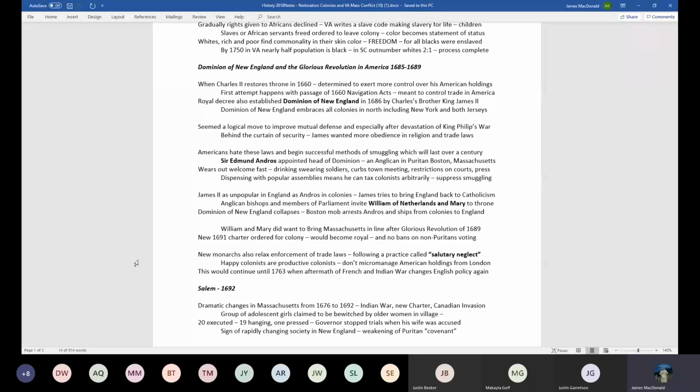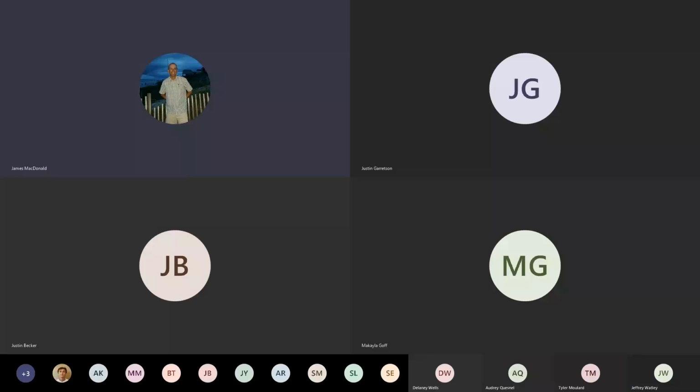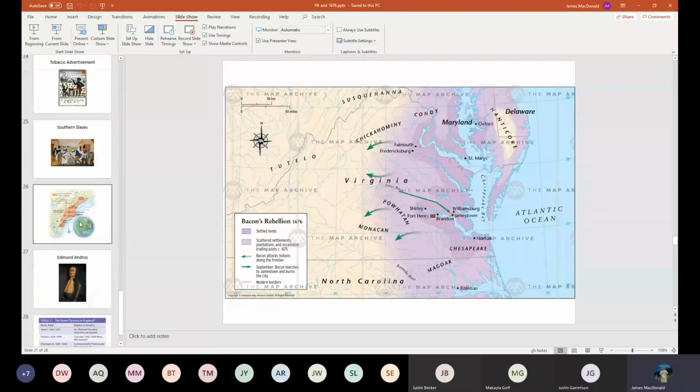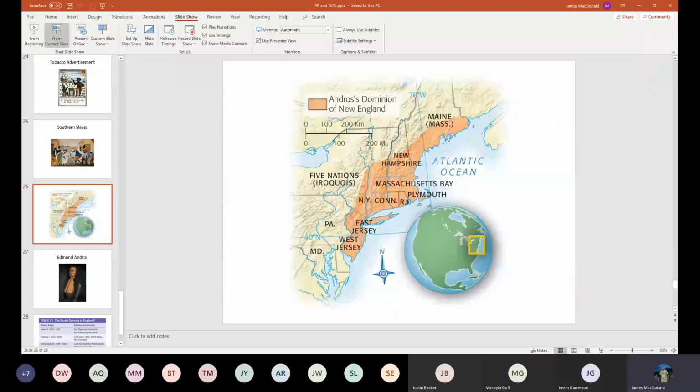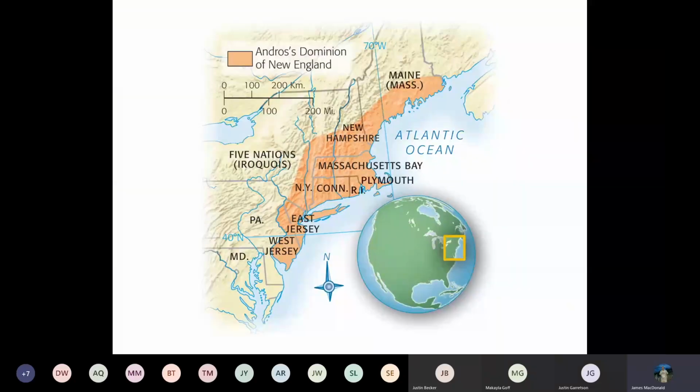The first thing they did, as just a refresher where we've been up to this point, are the Navigation Acts. The second is that by a royal decree, this comes out from the king, the English decide what we're going to do is create this super colony that's going to exist. The super colony known as the Dominion of New England. Here it is. And this is organized in the 1680s.